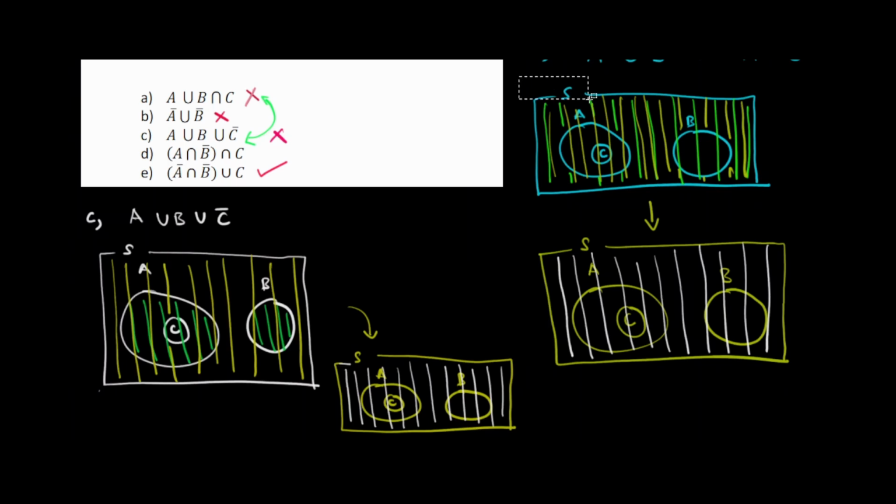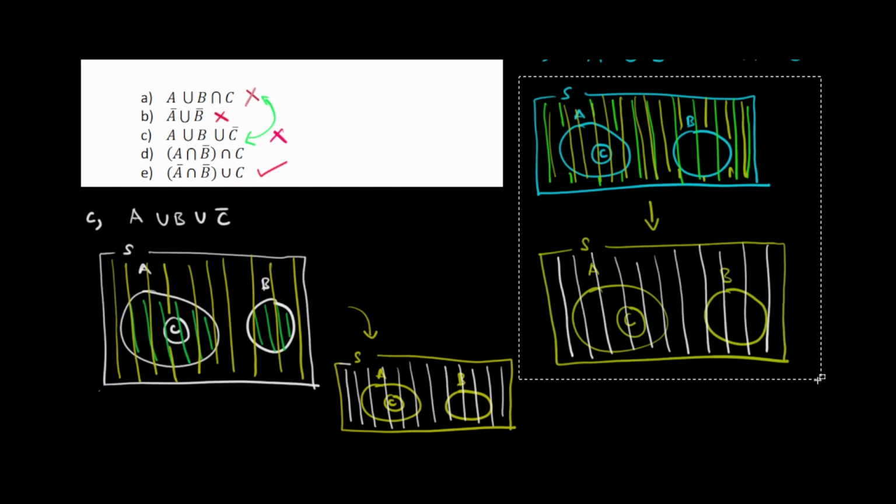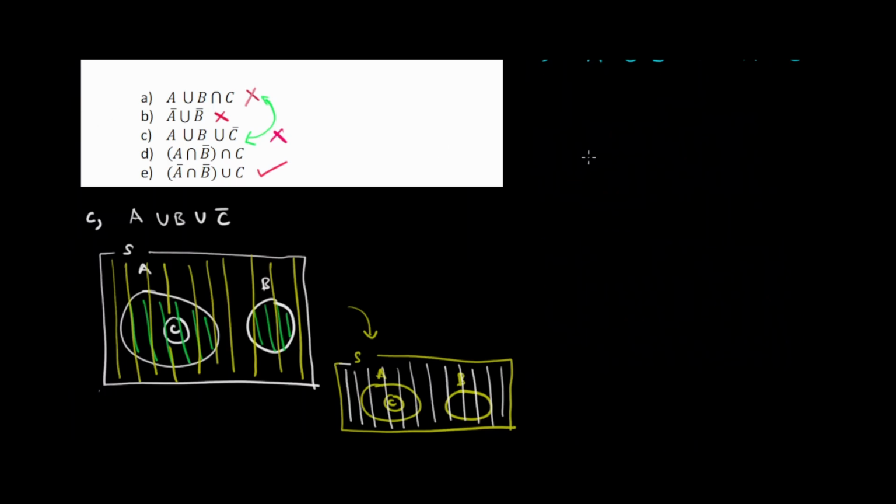So let me remove this part. Let us see what D is going to be like. So D, it's A intersecting not B intersecting C. That's what it is like. So let us first represent A intersecting not B. Of course, you know that we are always going to respect things which are inside the brackets. So we start with that which is inside the brackets. So this is the Venn diagram.